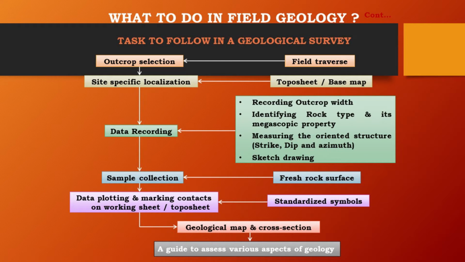Then, if we want, we can collect some fresh structurally oriented rock samples in carefully numbered sample bags. Then we should plot our structural data and mark contacts on the working sheet or topo sheets along with the strike of the marked bed using standard symbols. Finally, a geological map is prepared and a cross-section should be drawn to assess the various aspects of geology.